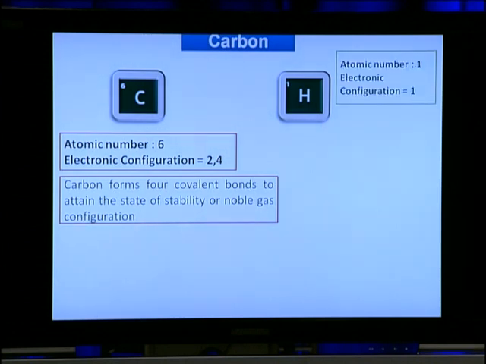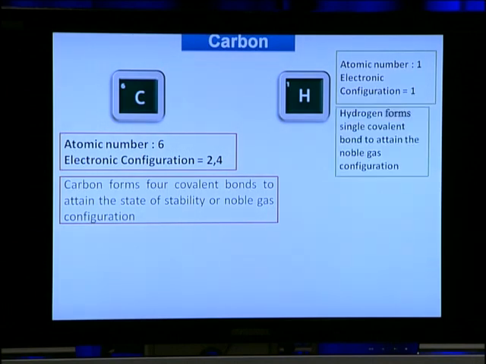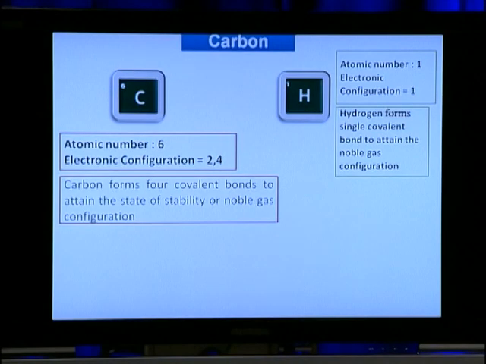On the other hand, hydrogen as a constituent of the hydrocarbon has atomic number 1, has 1 electron, and it has the electron configuration as 1, which means it has 1 electron in the K shell, which is also its outermost shell. Therefore, if hydrogen has to attain the state of stability, then it must have 2 electrons in the K shell. As such, hydrogen forms a single covalent bond to attain the noble gas configuration.